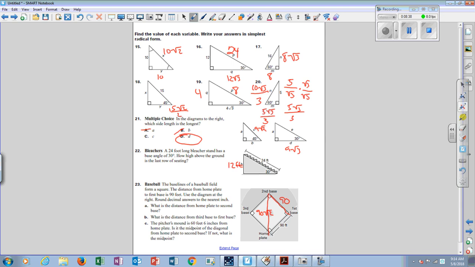Which we would just do in the calculator. 90 times the square root of 2. That gives 127.279, and so on. Which would be 127 feet, 3 inches.